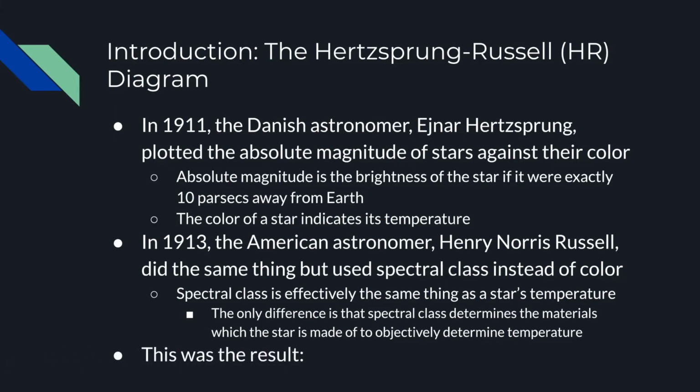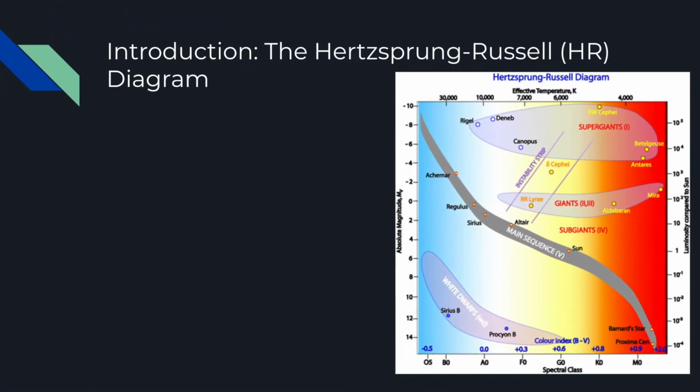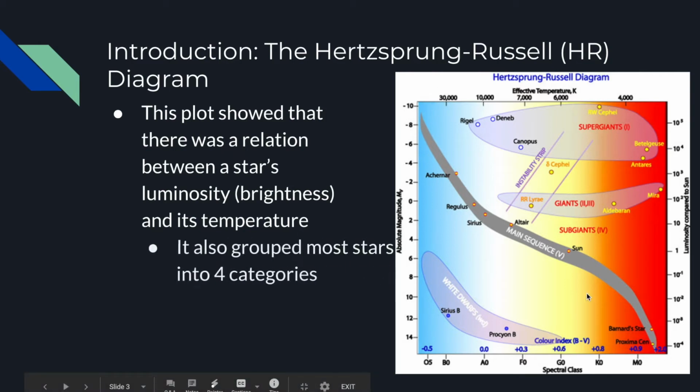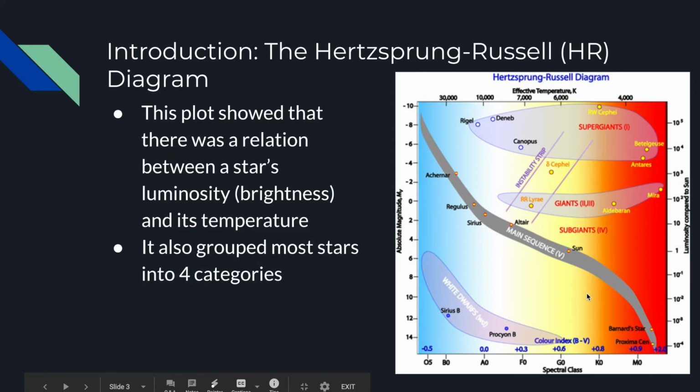And this is what happened when they plotted these results. So as you can see, you have this very clear diagram created. It shows that there is indeed a relation between a star's luminosity, its brightness, and its temperature. Stars that are brighter tend to be hotter at the same time, while stars that are cooler tend to be less bright. This also grouped most stars into 4 distinct categories.